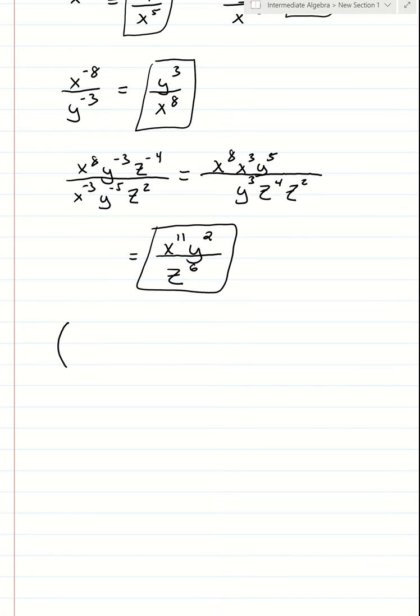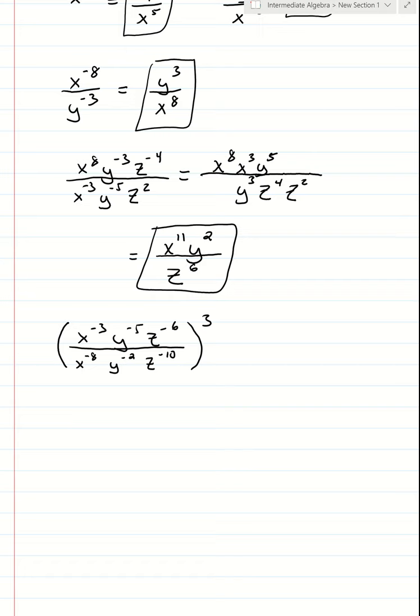Let's say we had maybe x to the negative third, y to the negative fifth, z to the negative sixth, over x to the negative eighth, y to the negative second, z to the negative 10th, and that's all going to be raised, let's say, to the third power.